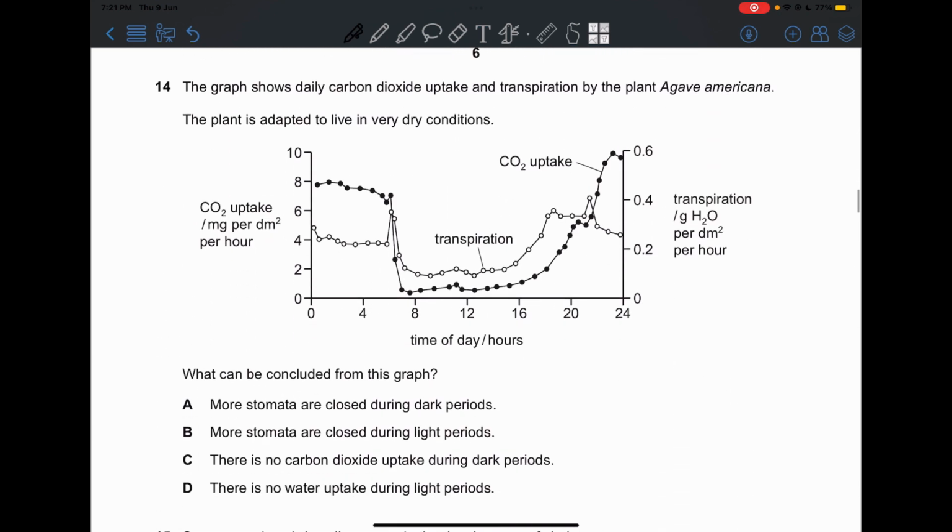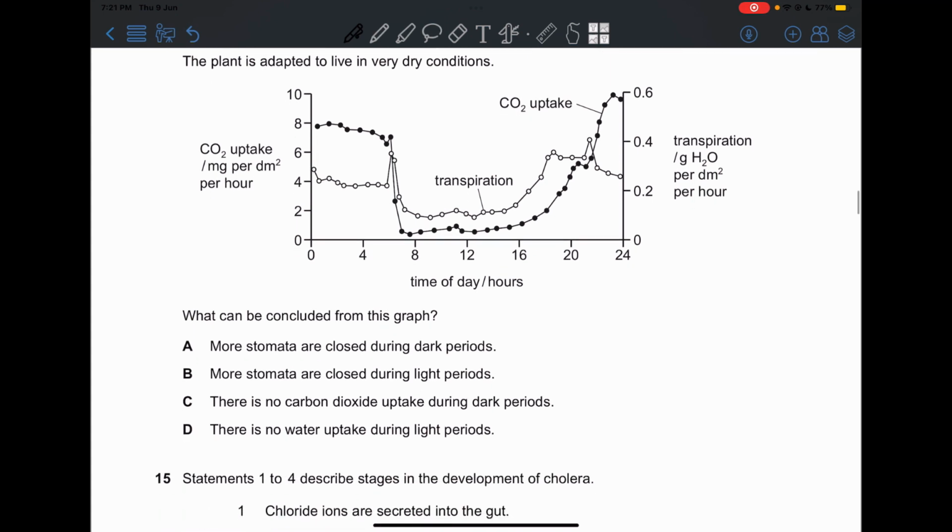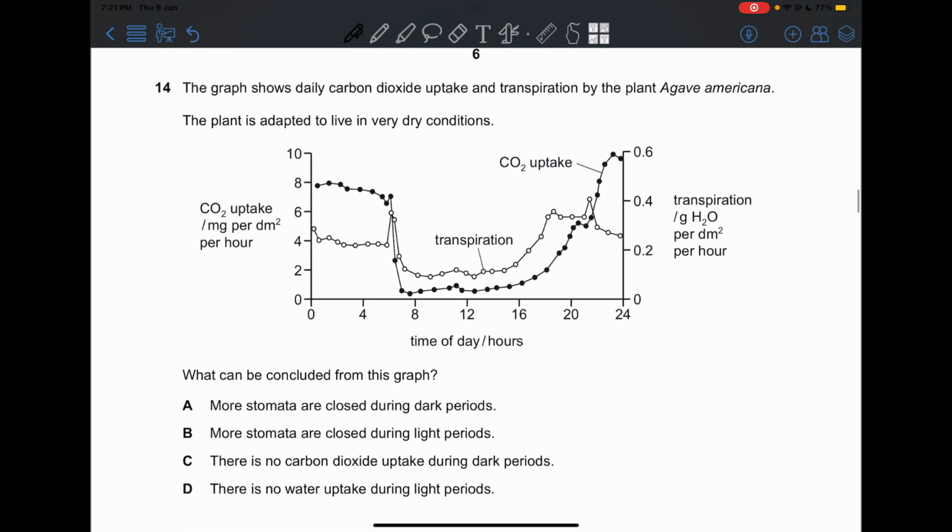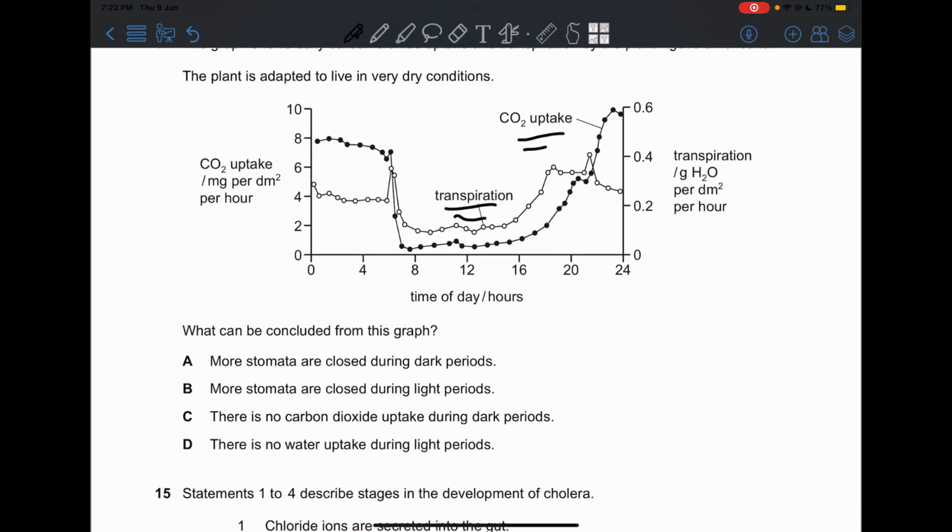Now 14, the graph shows daily carbon dioxide uptake and transpiration by the plant. The plant is adapted to live in very dry conditions. What can be concluded from this graph? Now over here we know that if there is less transpiration and less carbon dioxide uptake, that means there is a closed stomata and there is no intake or absorption of carbon dioxide by the plant. So if there is low transpiration and low carbon dioxide uptake at the same time, then the stomata is closed at that time. So let's check the options.